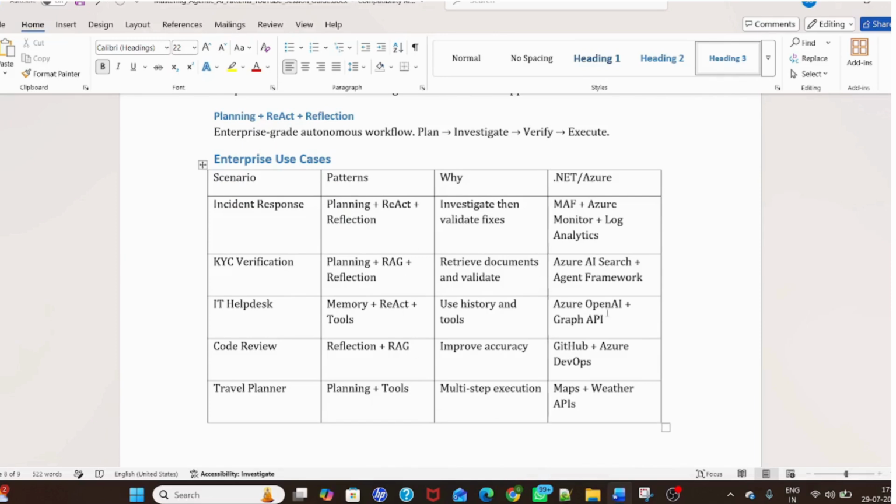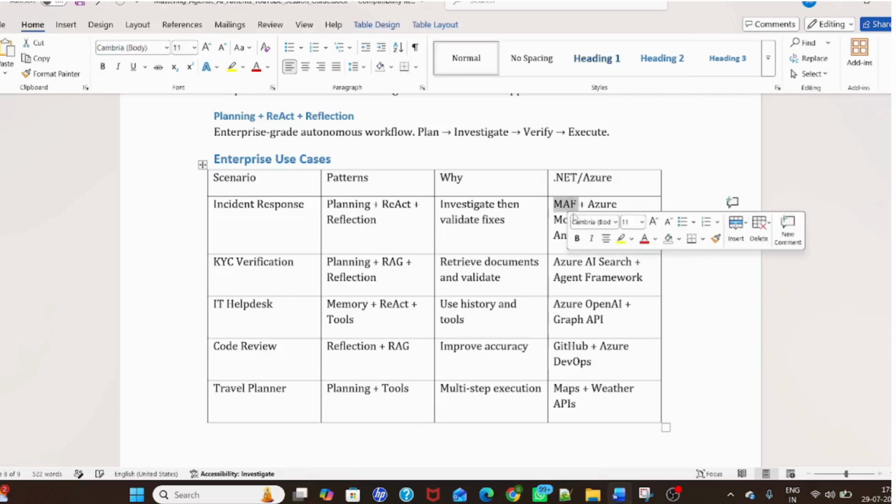This combination may work, and if you are using .NET or Azure, you can use the MAF framework with Azure Monitor, Log Analytics, AI Search. AI Search means the vector database, agentic framework. If it is IT help desk, Azure OpenAI, Graph API; code review, then GitHub, Azure DevOps; travel planner, maps, weather API.